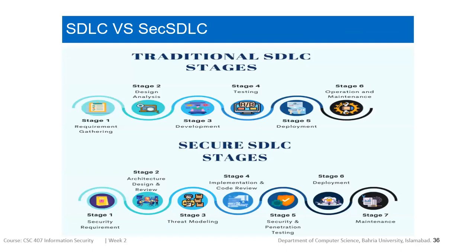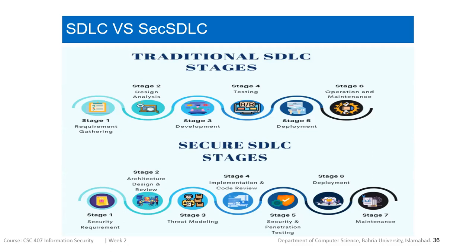So you can see the major difference between the two phases. In the first, the traditional one, requirements are gathered. In case of the secure software development lifecycle, security requirements are collected. Then in the traditional one, a design is made. In case of the secure software development lifecycle, the architecture is designed and reviewed, and risk assessment is also performed.